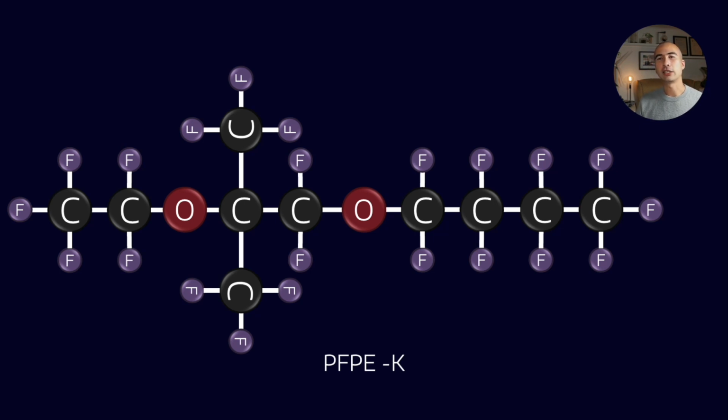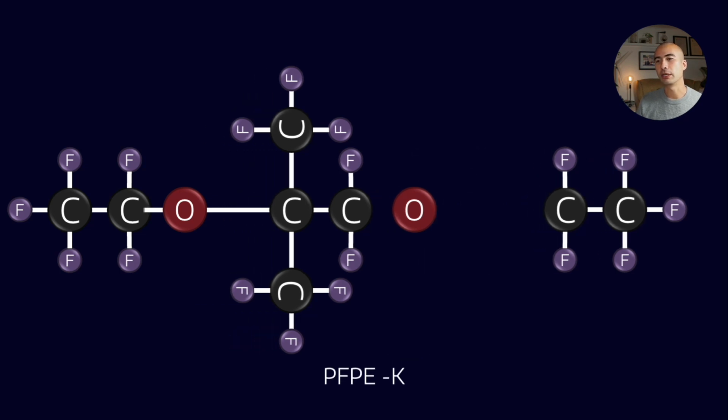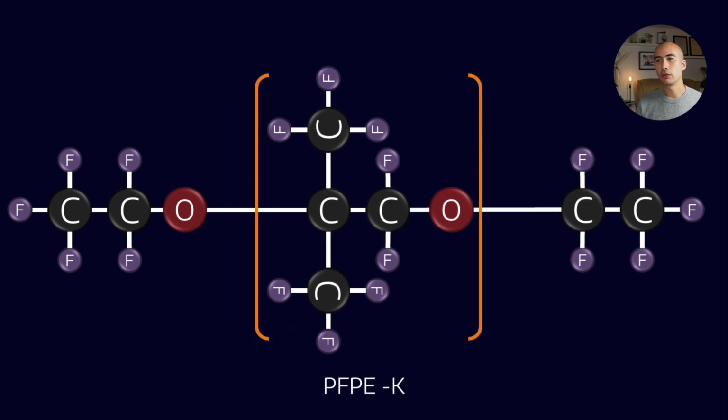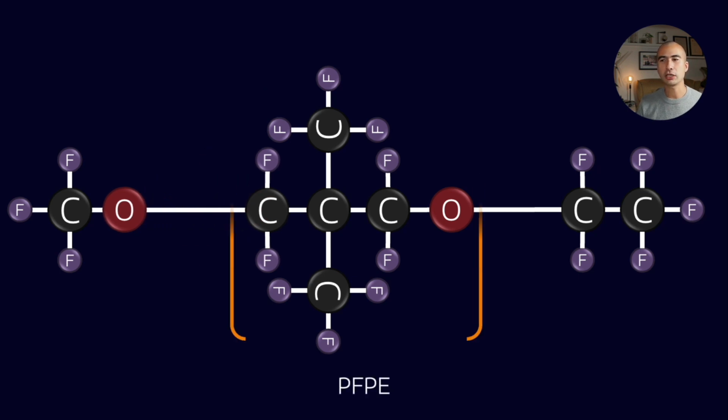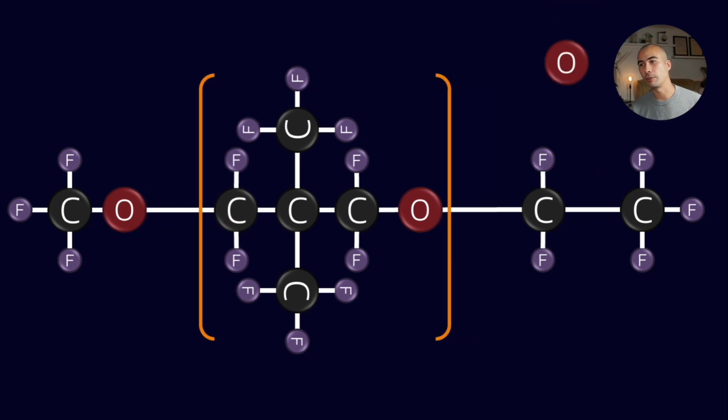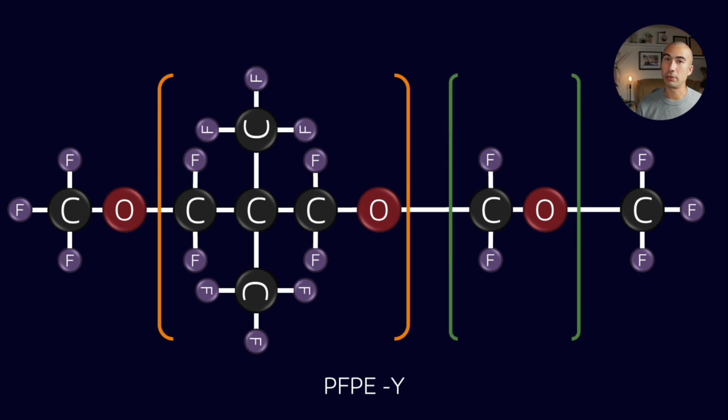PFPEK is a polymer that has a repeating group in the middle. So this group in the middle, which is inside the orange brackets, will repeat n number of times, and that will give you a polymer that is PFPEK. Now, if I were to change the repeating group just a little bit and add a second repeating group, then I can get myself to a PFPEY. And I think there's also a Z and a D version as well, and they all have slightly different properties. We're not going to go into the details of the differences in this video.